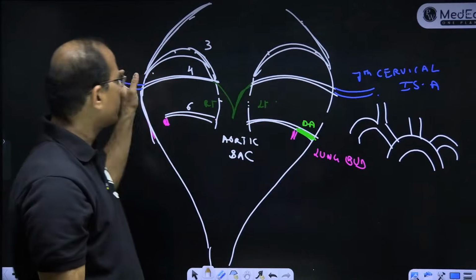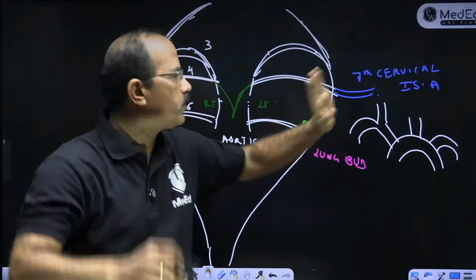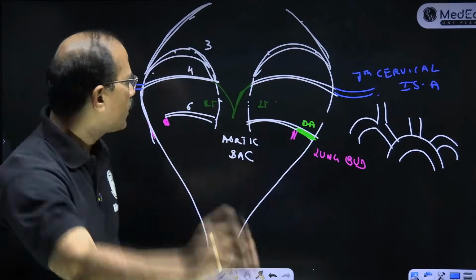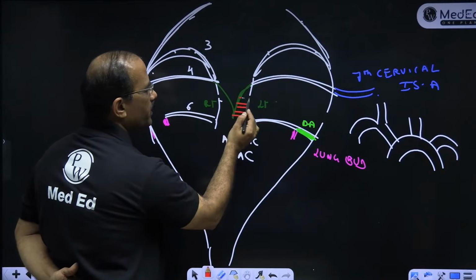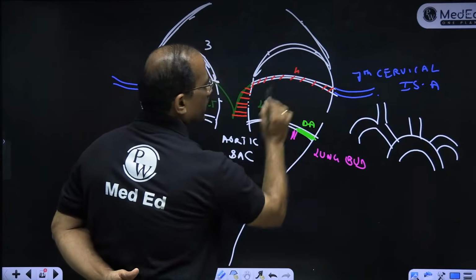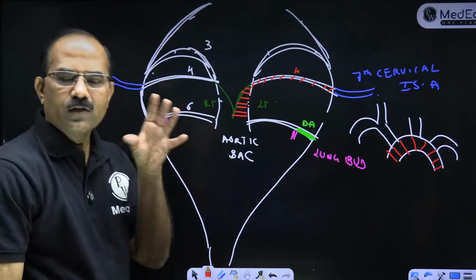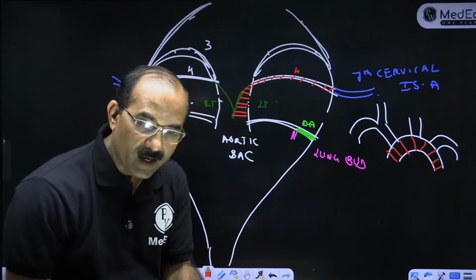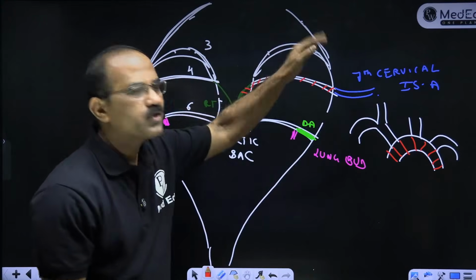This is the 7th cervical intersegmental artery. It comes from the body wall. It joins with the fourth arch artery. Now tell me, what is this going to form? The left horn of aortic sac and the left fourth arch artery form the arch of aorta. So arch of aorta is formed by the left horn of aortic sac and the left fourth arch artery.